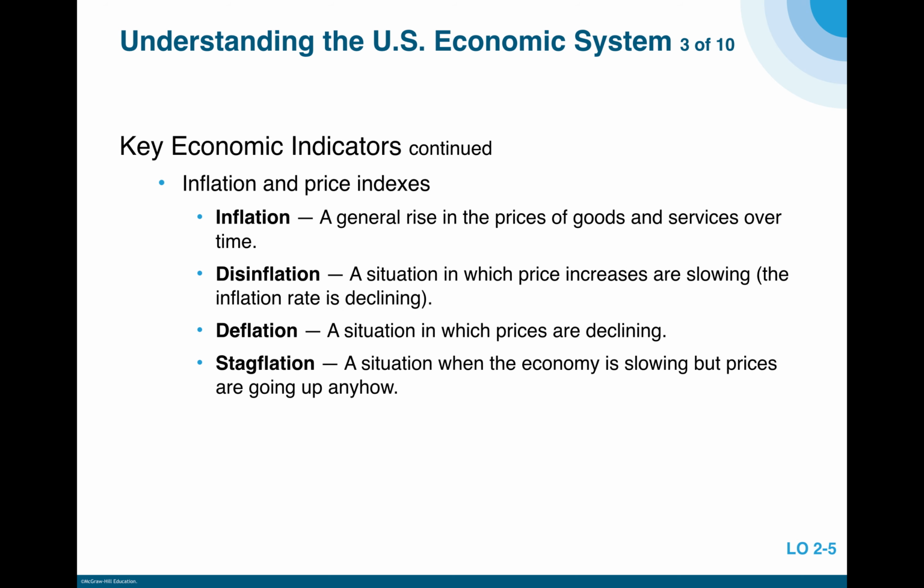Some other economic indicators, we've got inflation, a general rise in the prices of goods and services over time. In the United States, we typically have a 2% inflation rate. So when you think about something that was maybe $10 in 1990, how much is that going to cost today? Based on 2%, you're probably looking in the upwards range of close to $20, that sort of thing.